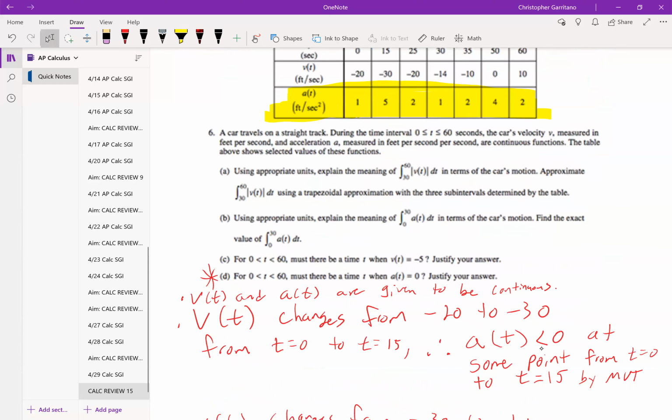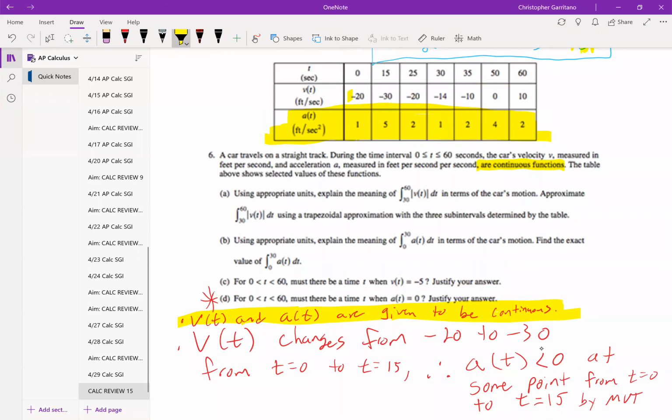Well, first, of course, with a problem like this, let's always state right off the bat that we know our functions are continuous. And in this case, we're told that that is the case. Right here. I want you to notice that the velocity changes from -20 to -30 from t equals 0 to t equals 15. In other words, in that time frame, velocity has decreased.